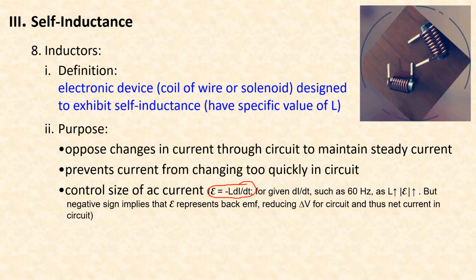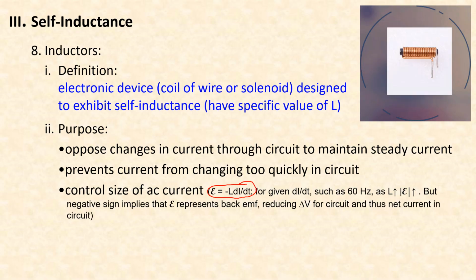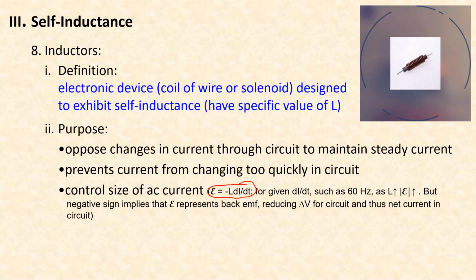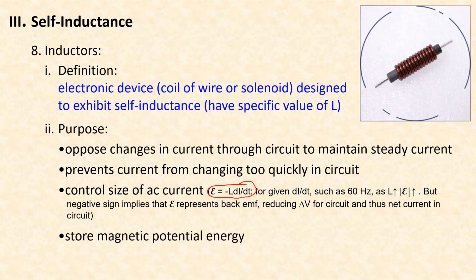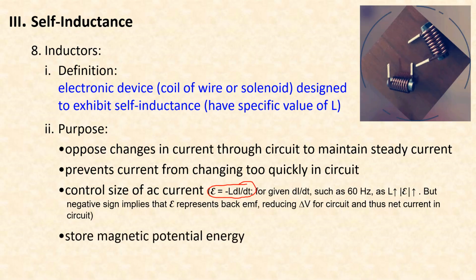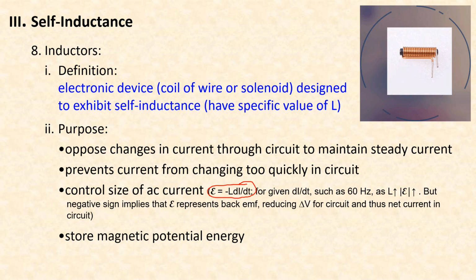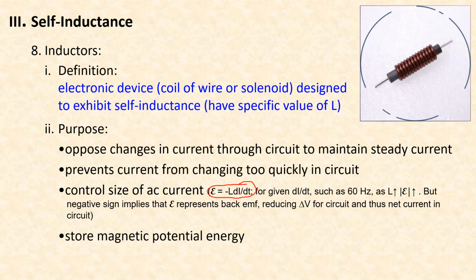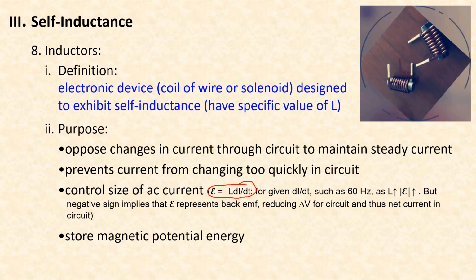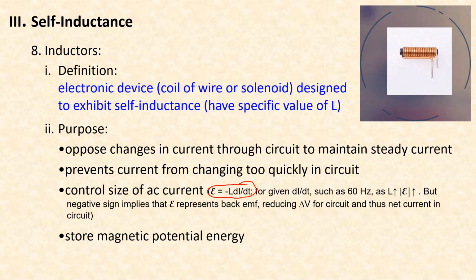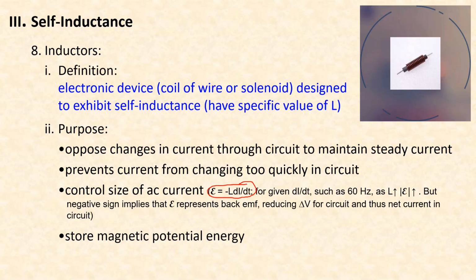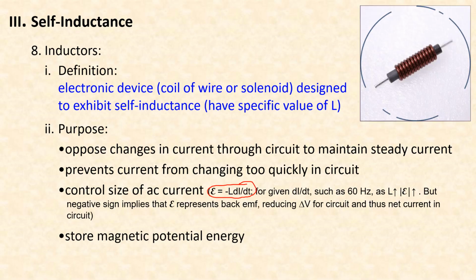And lastly, we will see that inductors can be used to store magnetic potential energy. Remember that in the steady state case, inductors produce a magnetic field in their interior. And as we're going to find out in a future slide, magnetic potential energy gets stored in that magnetic field.